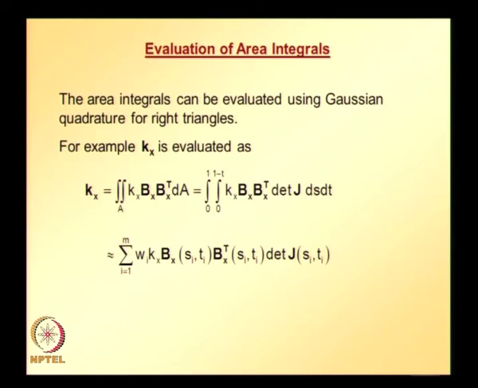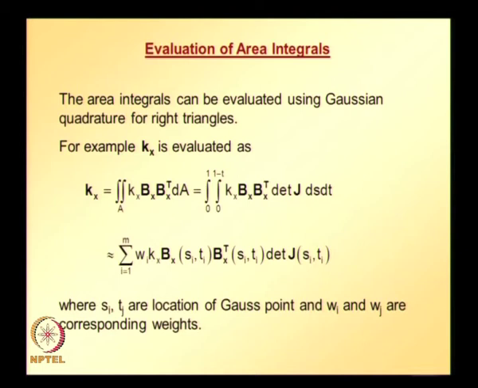With that understanding, once we decide the number of integration points, we can get the point coordinates and weights from the table that is given. So, s and t are the locations of the Gauss points, and Wi, Wj are the corresponding weights. Evaluating the integrand at each of these points and multiplying with the corresponding weight, we can sum it up and get the approximate value of the integral.